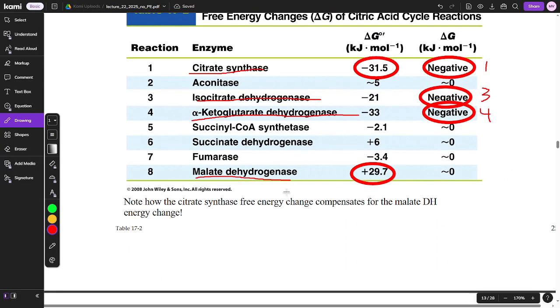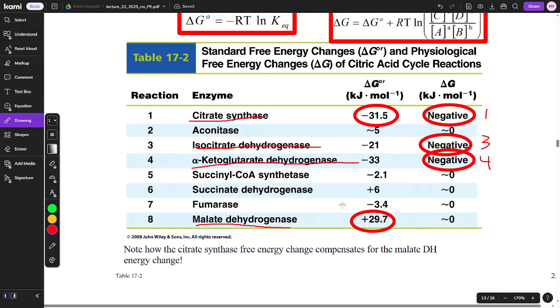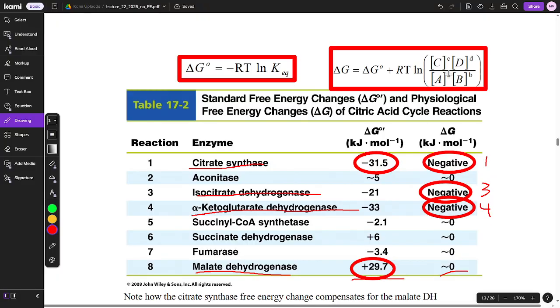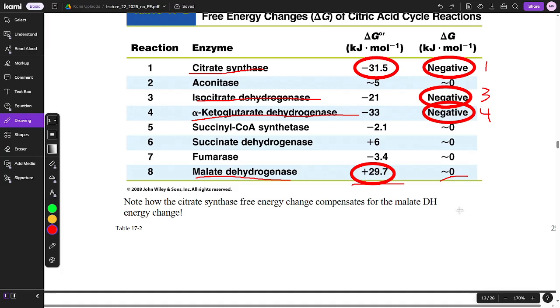You can also think about why, if CO2 release is negative, this one is so positive, and why it is 0 here. You have to think that's probably due to this: we probably have a really massive ratio of reactants to products. There's a lot of reactants and not that many products, so that would make this whole thing negative. This plus 29 would be canceled out and it'd be about 0.